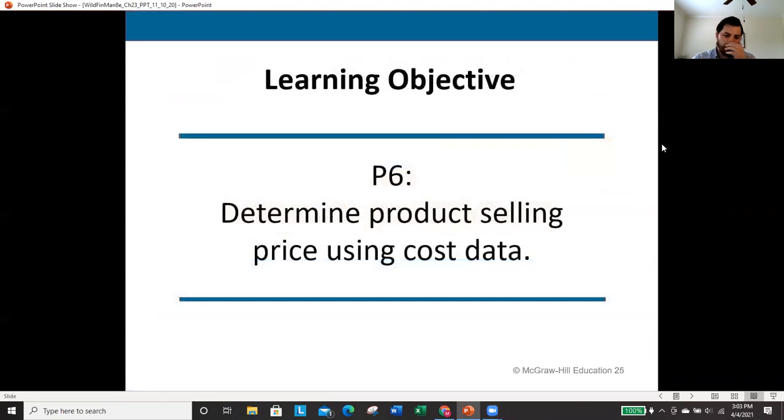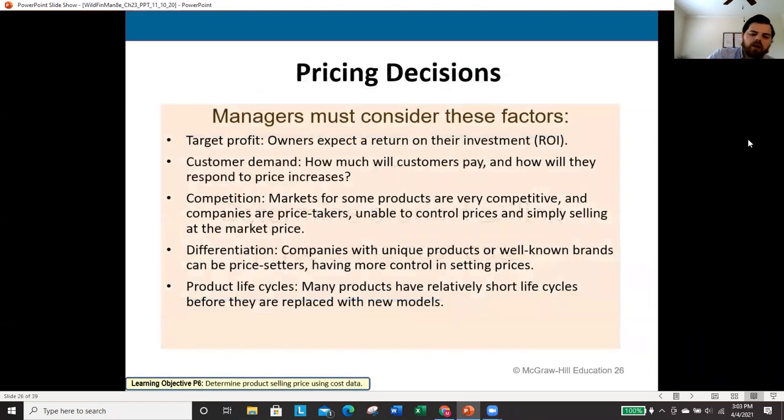Now, for my next piece here, we want to look at our pricing decisions. So managers must consider these factors. When I'm setting my prices, what all do I need to think about? Target profit, of course, right? What do owners expect? What is the ROI that we are being told we have to hit? How much will customers pay, right?